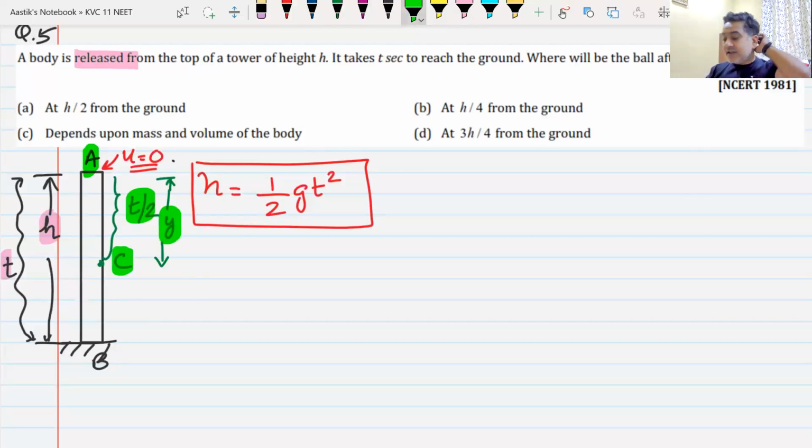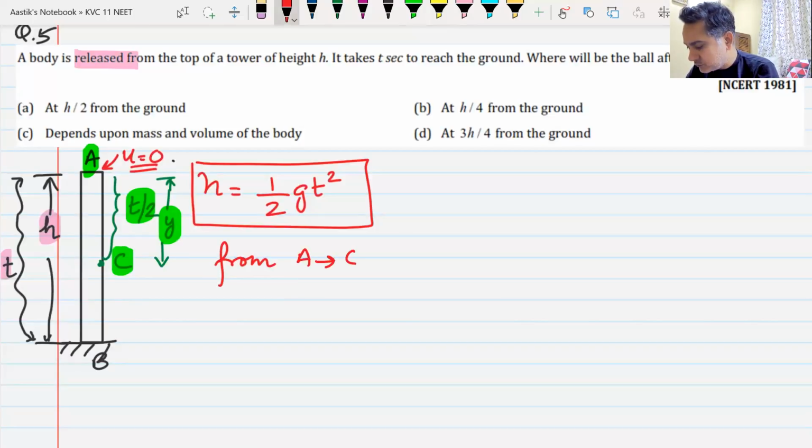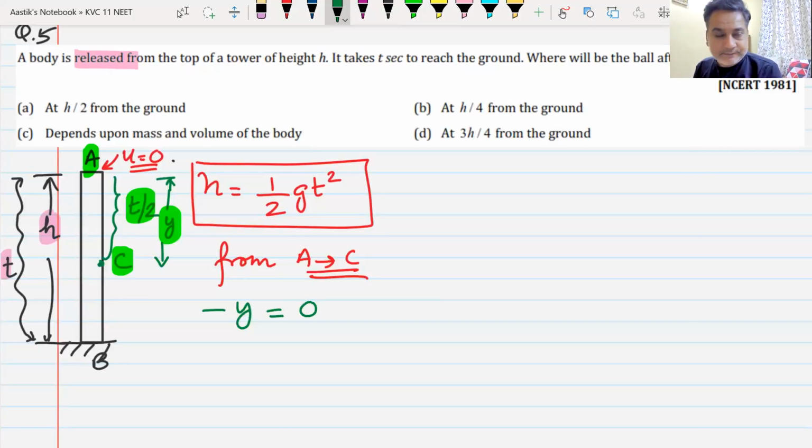I can relate this y with t by 2. If I make the equation from A to C, what is the displacement? It will be minus y in the downward direction. That should be equal to u into t. U is 0. Minus half g t square, minus half g, how much is the time? T by 2. T by 2 square becomes t square by 4. Yes or no?